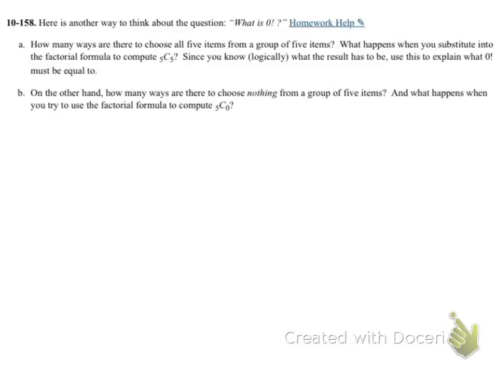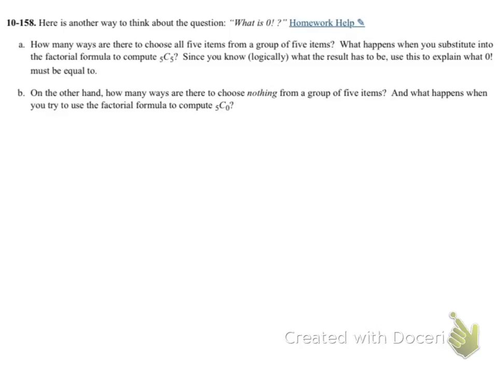Problem 158, we're taking a look at 0 factorial. And once again, trying to prove that it is 1. So here's a different way of looking at it. For instance, if we're taking a look at 5 different items, and we're going to choose all 5 of them, there's only one way to do that.